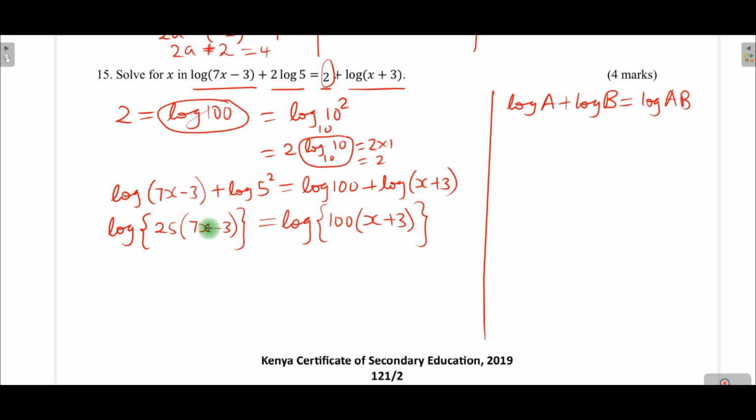Then from there, let us work it out. We can drop out the logs on both sides, and therefore we shall have 25 multiplied by 7x minus 3 equal to 100 multiplied by x plus 3.